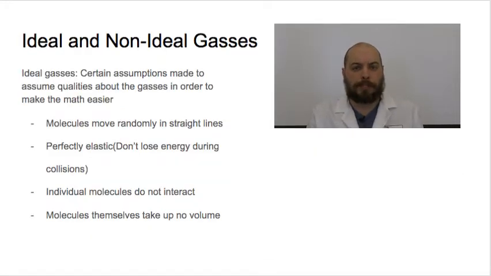Now in this unit, to simplify the math, we're going to make an assumption that every gas that we deal with is going to behave in what we call the ideal way. In order to go ahead and make this assumption, it's actually made up of several different assumptions. So let's go through those real quick. The first assumption we have to make is that all molecules of gas move in straight and random lines. So in other words, a molecule of gas doesn't know where it's going.